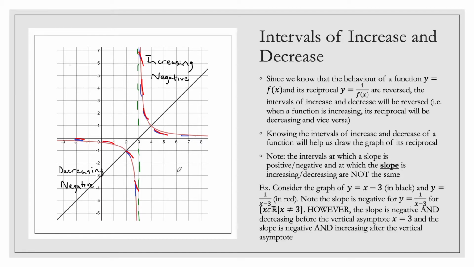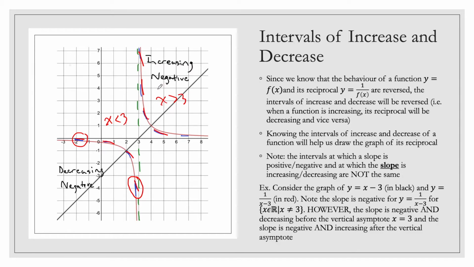However, there is a small difference in describing the rates of change. So before the vertical asymptote, when x is less than 3, we can see here that the slope is negative, but the slope itself is actually decreasing. And you could verify this by simply comparing the slope of the curve up here and then comparing it with the slope of the curve down here. And we can see here that the slope is actually decreasing because we're going from a smaller negative slope to a larger negative slope.